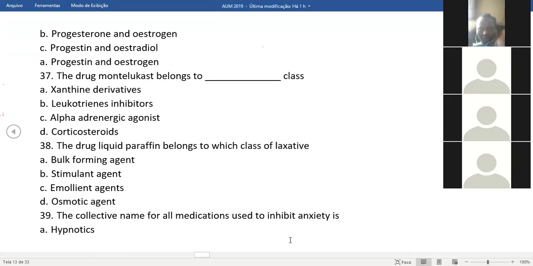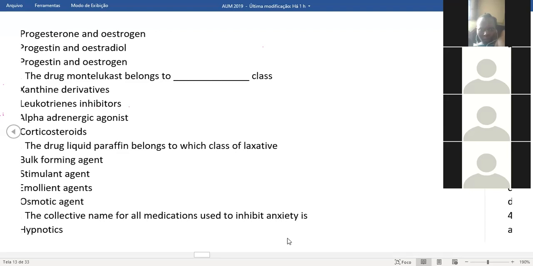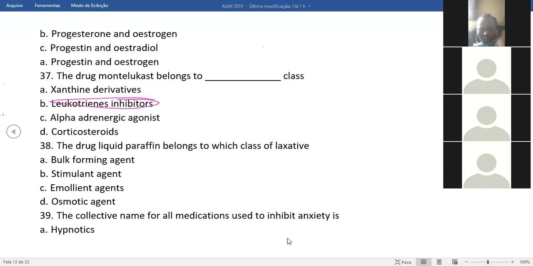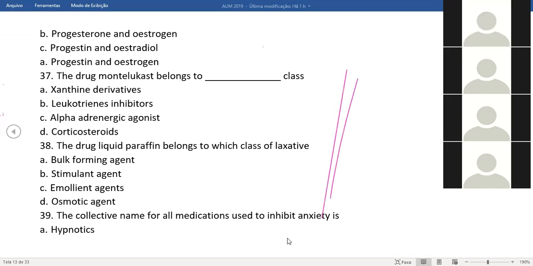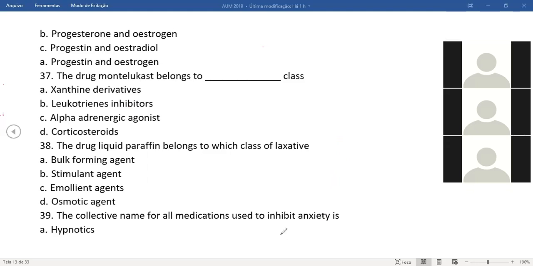The drug montelukast belongs to which class? Leukotriene inhibitors. Yeah, excellent. B, the drug liquid paraffin belongs to which class of laxative? Emollient agents. Yeah, emollient agents.